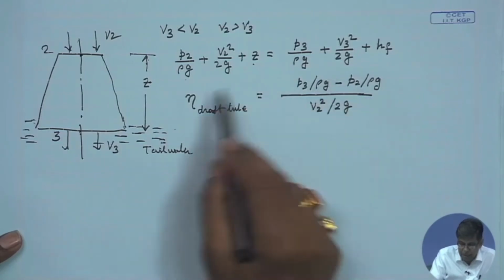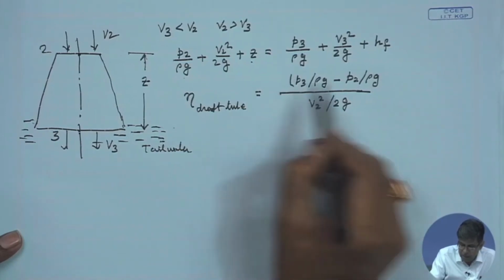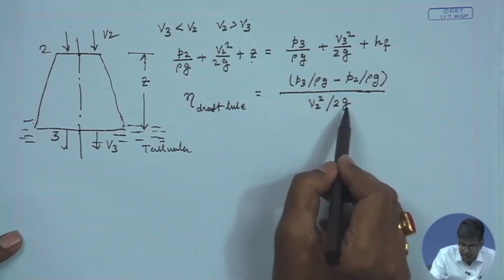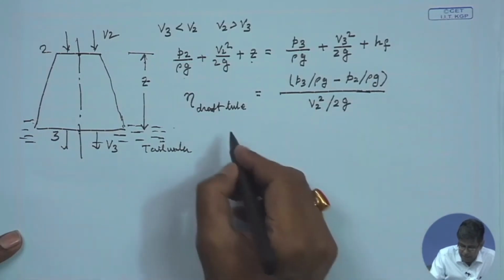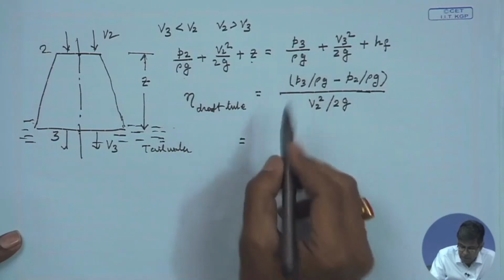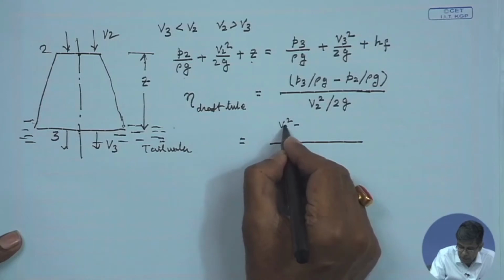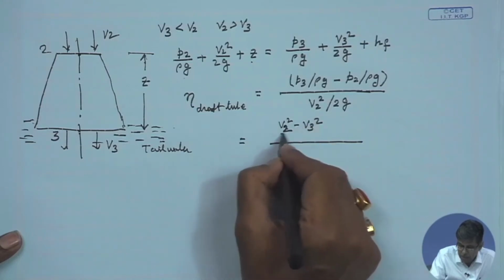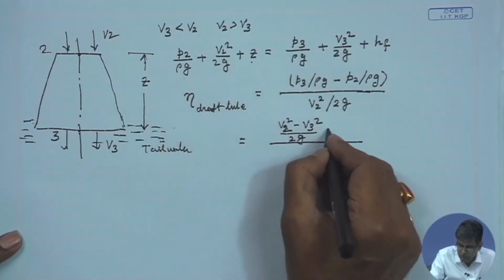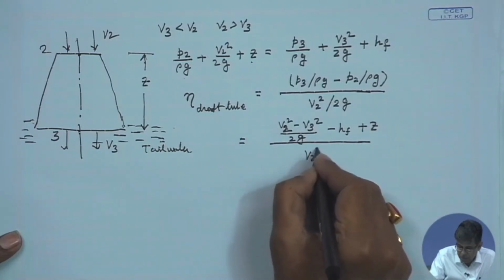If we follow this definition as the efficiency of a draft tube, that it is the ratio of the pressure rise or pressure recovery, sometimes this word is used, divided by the inlet kinetic energy, then we can write: P3 by rho g minus P2 by rho g is equal to what? V2 square minus V3 square by 2g minus Hf plus Z, divided by V2 square by 2g.